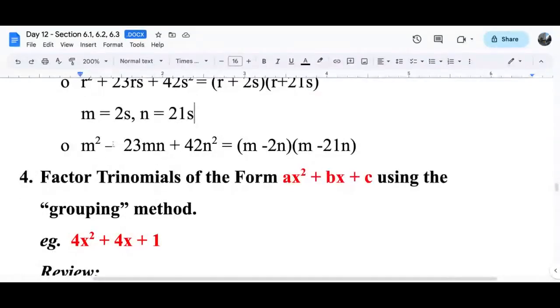Okay, let's keep moving. Let's see this one. Negative 23mn and 42n squared. So we know the two factors have to be both negative, because negative adds negative is negative, and negative times negative becomes positive. So that's negative 2n and negative 21n. When we add those two, we get negative 23mn, and when we multiply them, we get 42n squared.